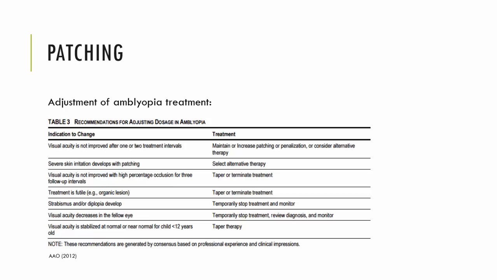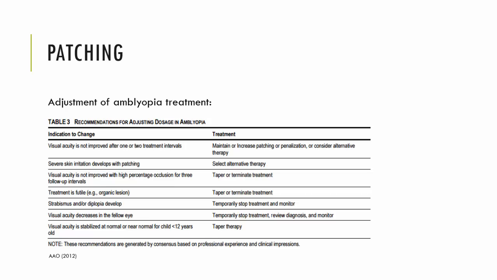Before I move on though, I want to make one more point around this statement here. Strabismus and/or diplopia develop. And it says here temporarily stop treatment and monitor. So here we have a situation where you're occluding and diplopia develops, which means that you may have potentially anti-suppressed your patient. This is when you stop all treatment and then you wait and see what happens. And hopefully they will revert back to being suppressed and therefore diplopia will be relieved.